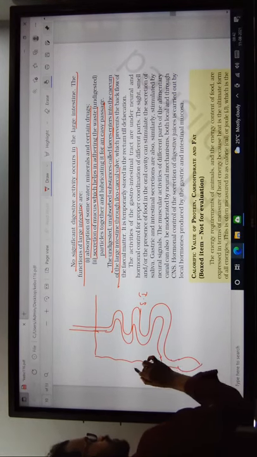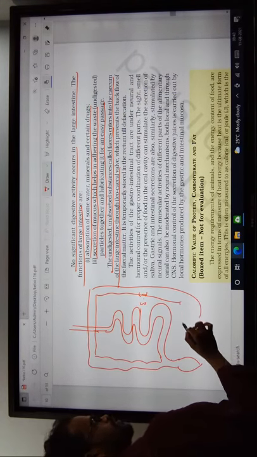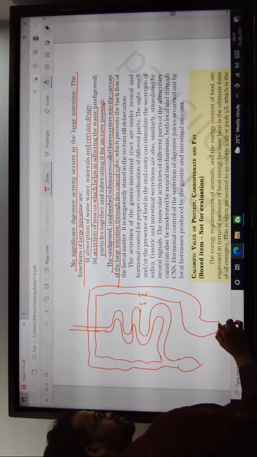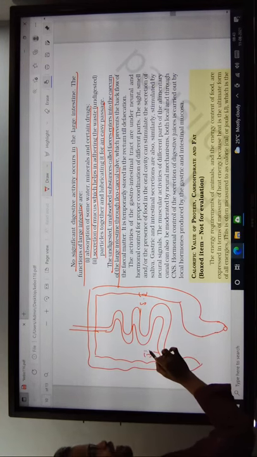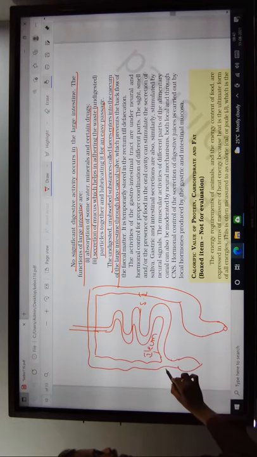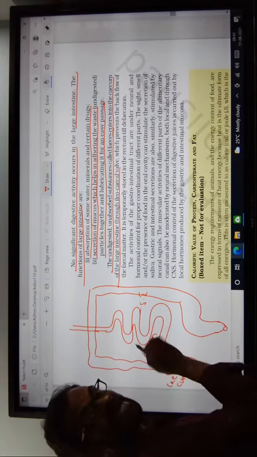The small intestine opens into the large intestine. The last part of the small intestine is nothing but the ileum, which connects to the cecum. Between the ileum and cecum, there is one important valve.